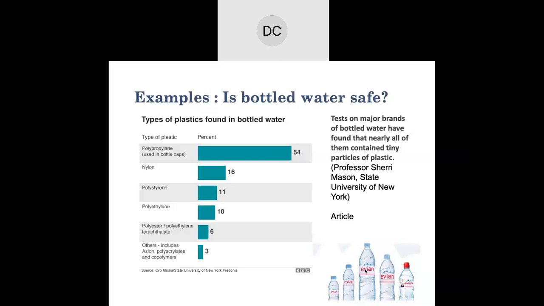Lepas tu nylon 60%, polystyrene 11%, polyethylene PE 10%, polyester, polyethylene terephthalate 6% and others include azulon, polyacrylates and copolymers ada 3%. Bayangkan selama ni kita syok je minum kan, rupanya kita terminum dengan plastik sekali dekat dalam air tu. So this is one of this example of study yang melibatkan analytical chemistry.